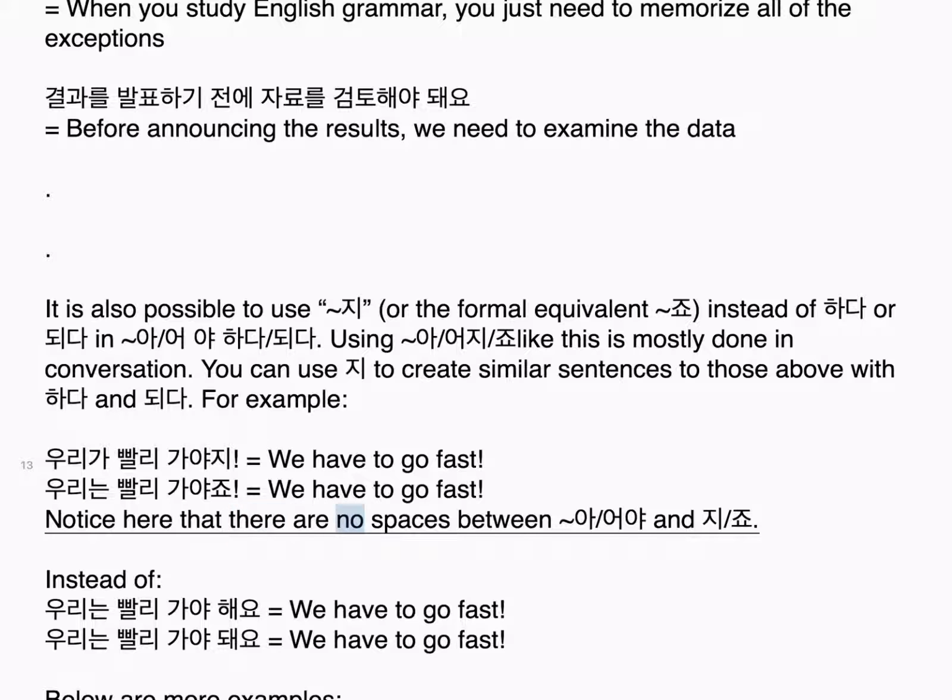Notice here that there are no spaces between 어야 and 지 or 죠, instead of 우리는 빨리 가야 해요. We have to go fast.